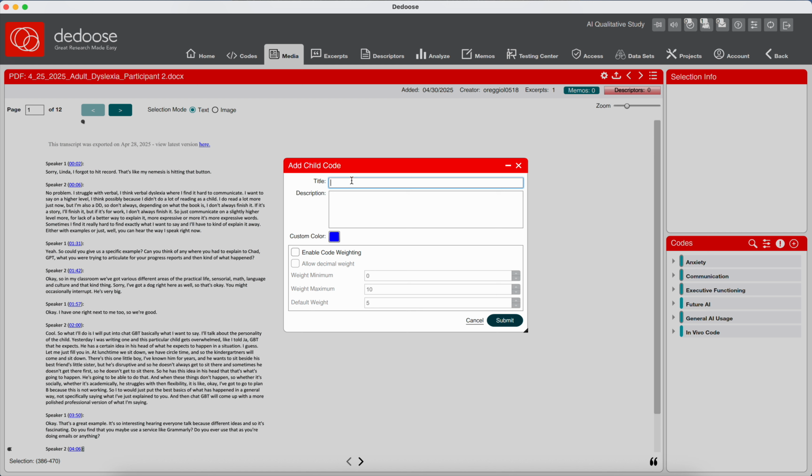Let's see. I would say it's definitely related to literacy, maybe literacy history, because this is something from her childhood, so it's past tense. She's talking about reading avoidance, but also the impact of reading avoidance on verbal communication. And that to me does shed some light on the one we just coded.